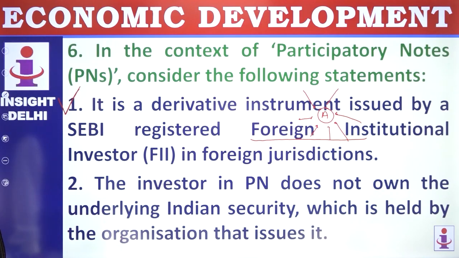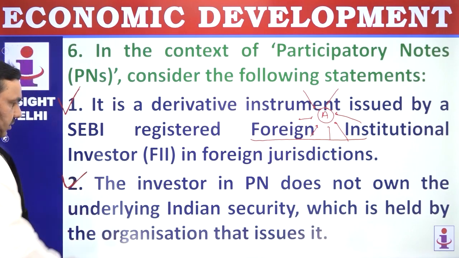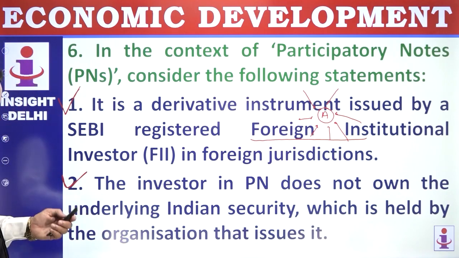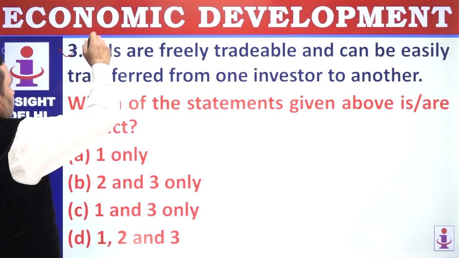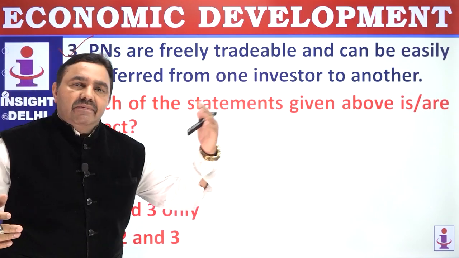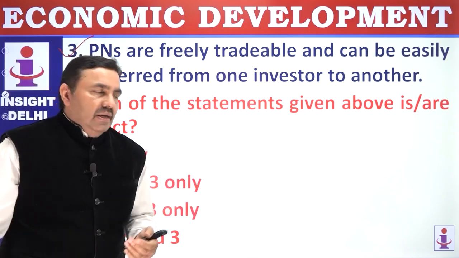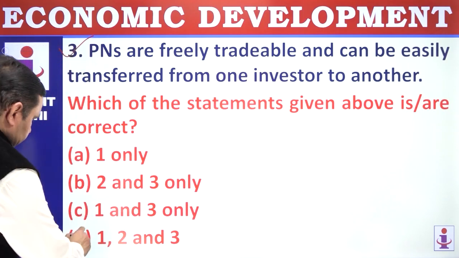The investor in a PN does not own the underlying Indian security, which is held by the organization that issues it. It's not the investor that owns; it's basically the entity that owns the investments. PNs are freely tradable and can be easily transferred from one investor to another. That's correct. PNs are issued to somebody, you get the money and you can invest it out. So this is how PNs function. So all the 3 are correct here.